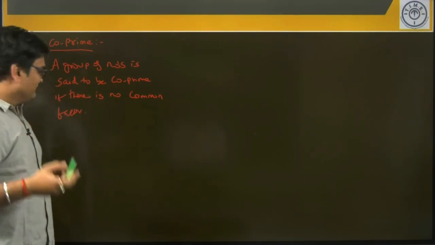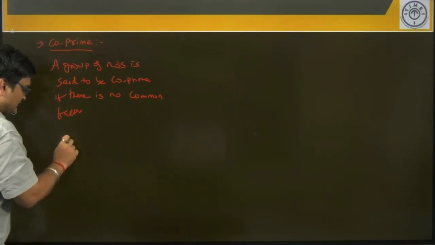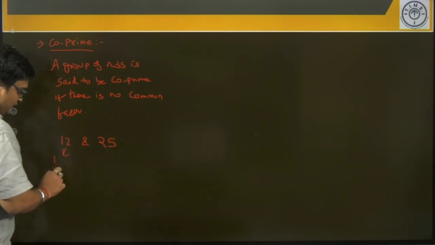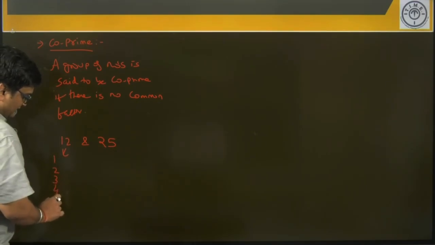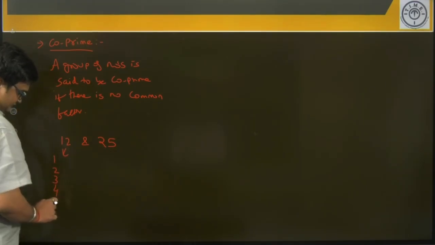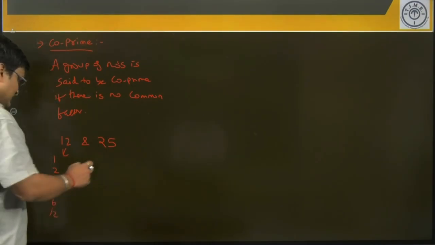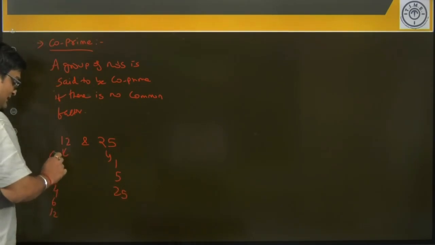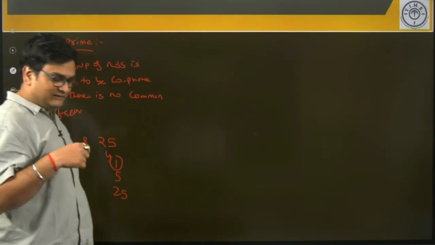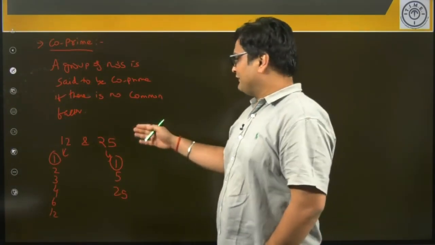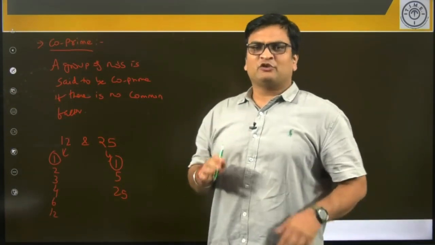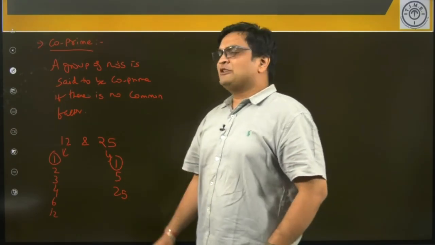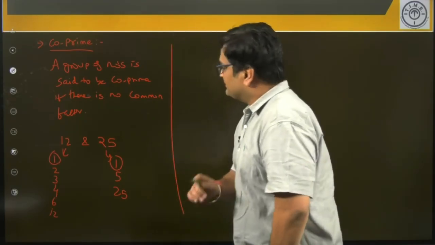in the given numbers. Example, if you take numbers like 12 and 25, factors of 12 are 1, 2, 3, 4, 6 and 12. Factors of 25 are 1, 5 and 25, and as you can see, besides 1 there is no common factor, hence we can say that 12 and 25 will be a coprime pair. So, a pair of numbers or a group of numbers which have no common factor besides 1 will be called a coprime pair or group.